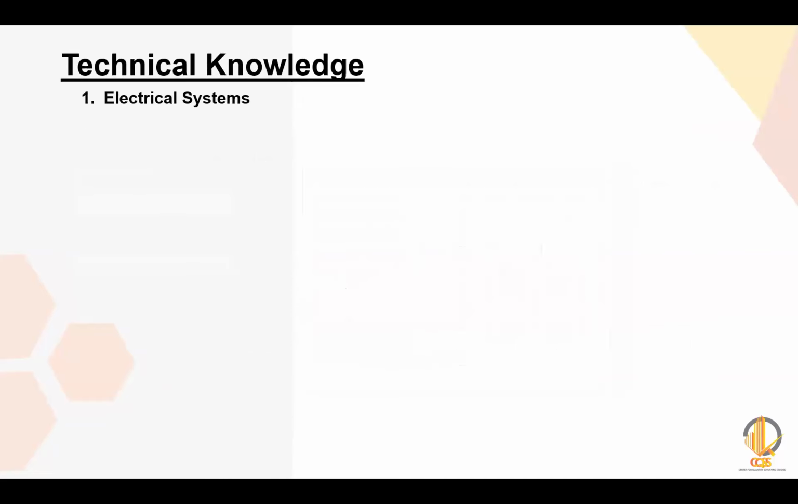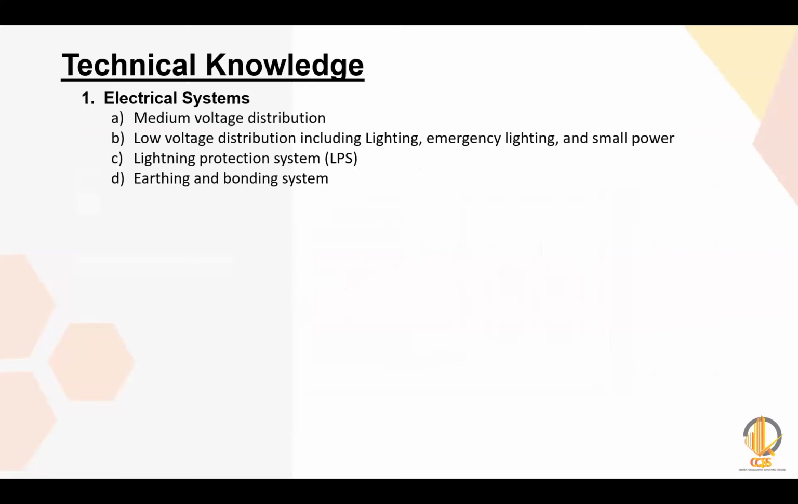Technical knowledge: the electrical system, medium voltage distribution you will be covering, low voltage distribution, especially inside the buildings, lightning protection system for thunderstorms and lightning, how a building can be protected, and what are the main components, items that we are measuring. Everything will be covered. Earthing and bonding system, all the lighting, emergency lighting, facade lighting, front of house lighting, back of house lighting, the small power, the entire scope for this electrical system will be covered.